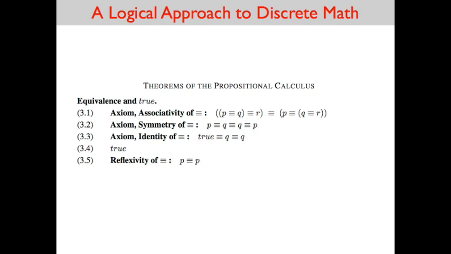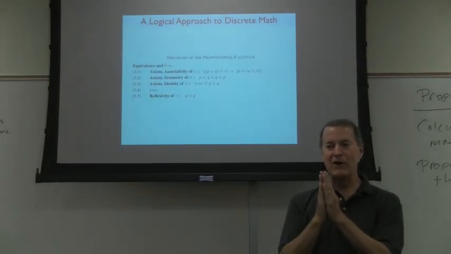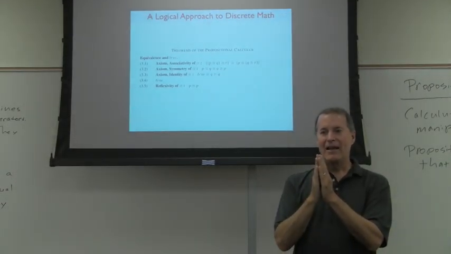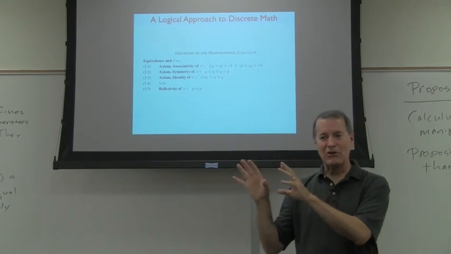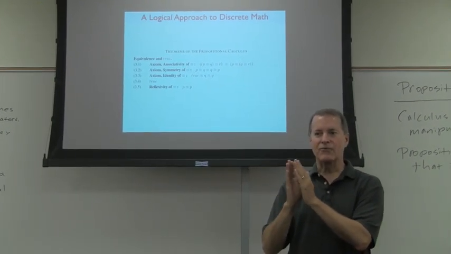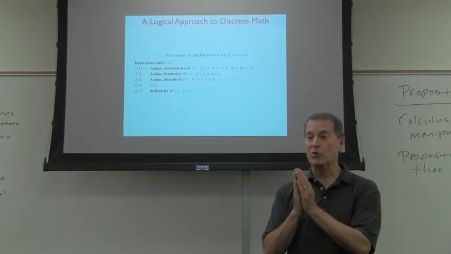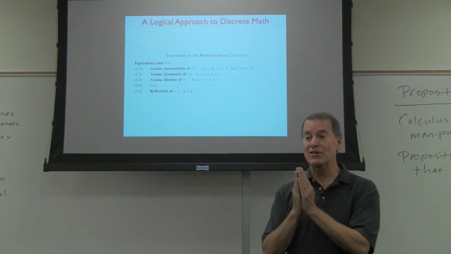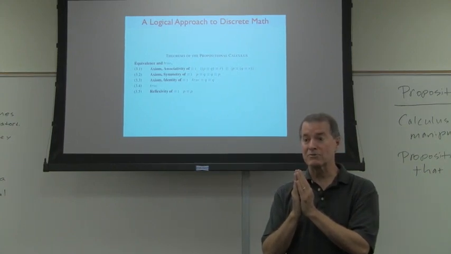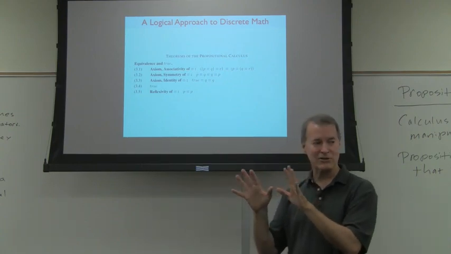Now, let me tell you about the truth table. Truth tables are very, very limited. Even though we have this truth table idea, it has severe limitations. And so what we're going to do is we're going to use proofs by deduction as opposed to proofs by truth tables. So this is a different approach. The truth tables are going to go by the wayside.